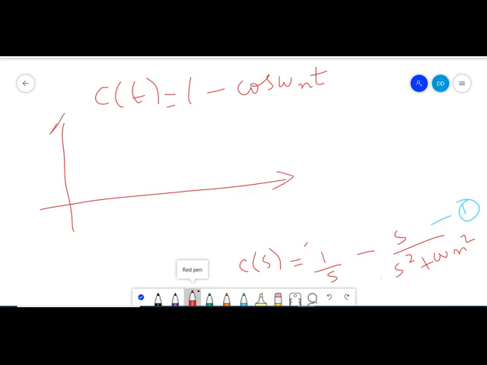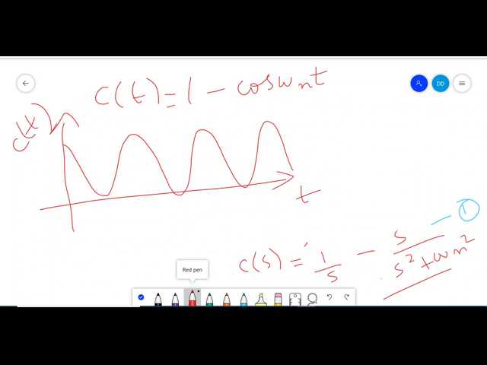So you get an output like this, a cosine wave. It will keep on oscillating, so the response will not die out. It gives you sustained oscillations. Next we will see what happens when delta is equal to 1.